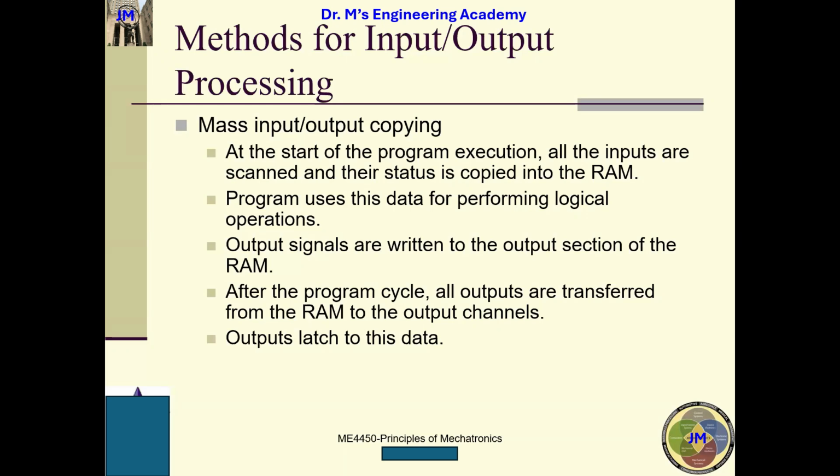At the start of program execution, all the inputs are scanned and their status is copied into RAM. So the first time, you scan all the inputs and save them in the RAM. The program uses this data for performing logic operations, and output signals are written to the output section of the RAM. Then after the program cycle, the outputs are transferred from the RAM to the output channels. The output latches this data.